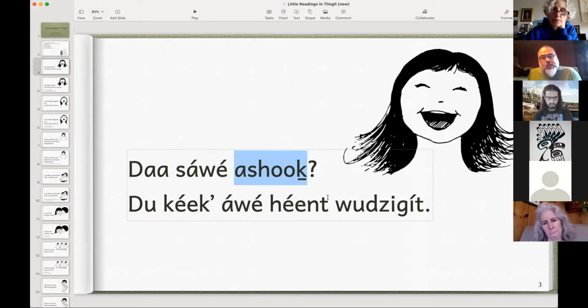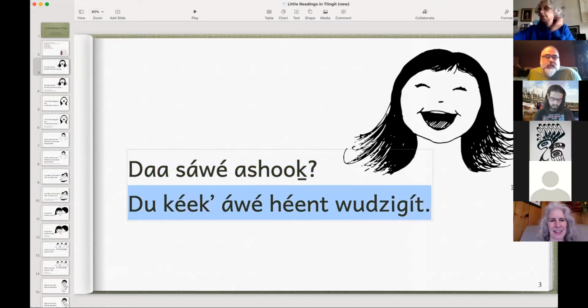I guess the second one. Oh, wait, we gotta put this whole thing together now. Dasawe Ashuk. What are they laughing at? What are they laughing at, right? And, yeah, go for it. I think it says something about younger sibling falling in the water. Yes. The younger sibling fell in the water.